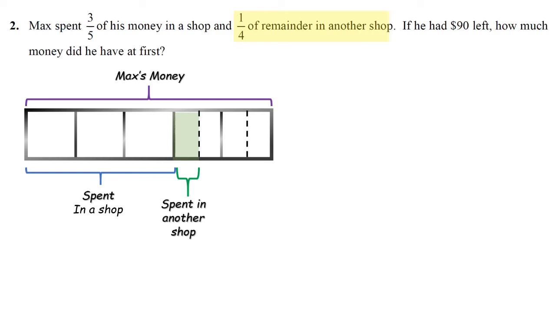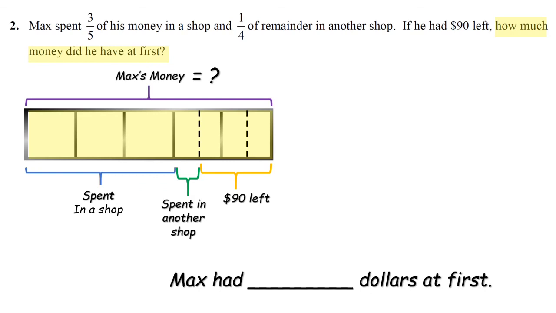And then it says he had $90 left. So he spent the first chunk in one shop, he spent that little piece in the next shop, and then the remaining 3 little pieces that I haven't labeled yet, that's his $90 that they're telling me he has left. And they're saying, how much money did he have at first? Which is the total bar, or the top. What's it all worth? What did he have before he spent any money?